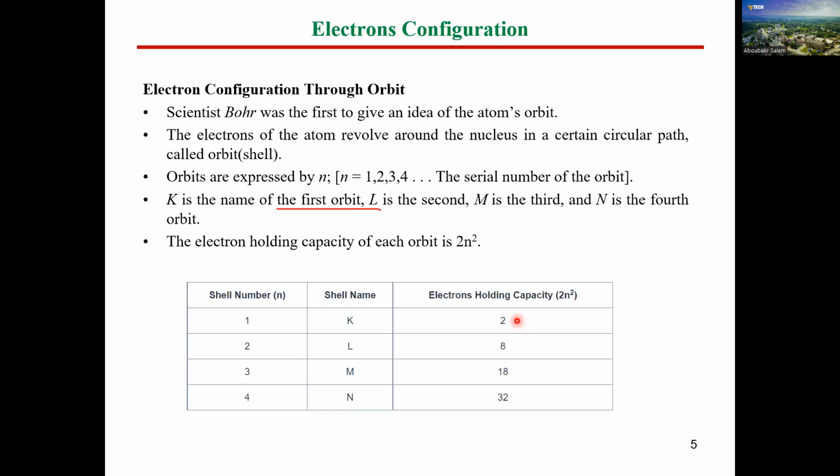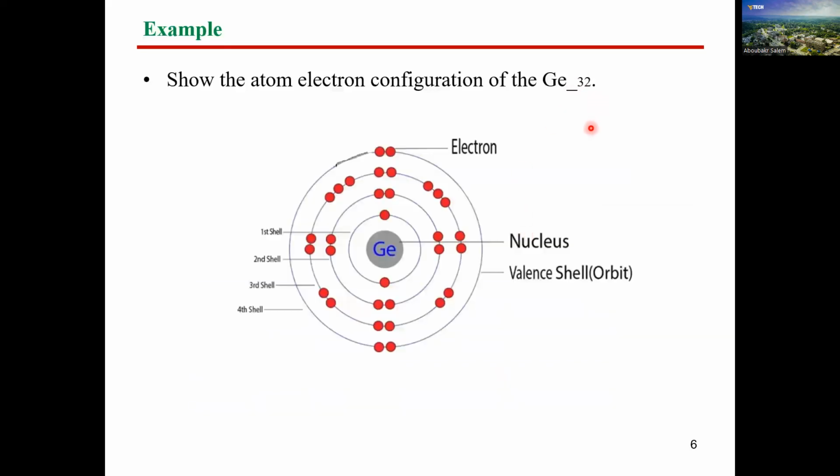The first shell will carry 2 electrons, the second shell will carry 8 electrons, the third shell will carry 18 electrons, the last shell can carry up to 32 electrons, and for sure according to the number of electrons we have. So for the germanium it is 32, so we have 2, 8, then 18. 2 plus 8 is 10, plus 18, it's 28. So we will have a remainder of 4 electrons. So in shell number 1, we will have 2 electrons, as you can see. In shell number 2, we will have 8 electrons. It will be distributed around the nucleus.